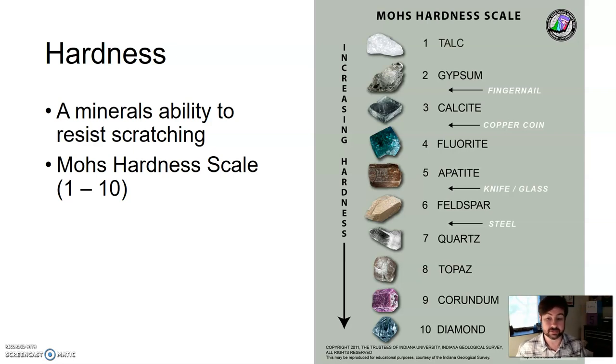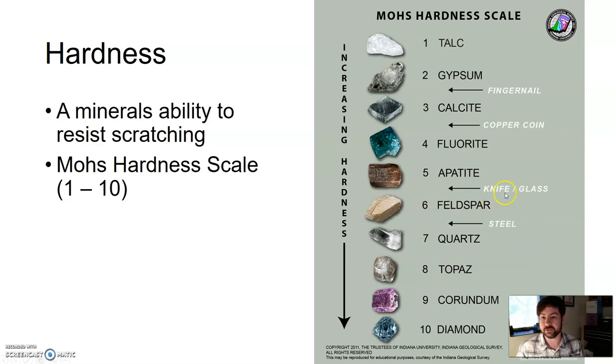Strength is something different, because even though diamond is the hardest mineral, if I took a diamond and smacked it with a hammer, well, I'd just crush it. I mean, it would just crush to nothing. So strength and hardness are two different things. Again, hardness is the ability to resist scratching.